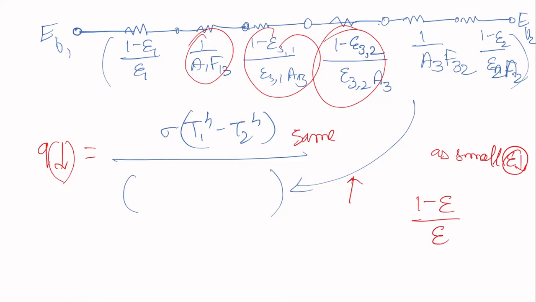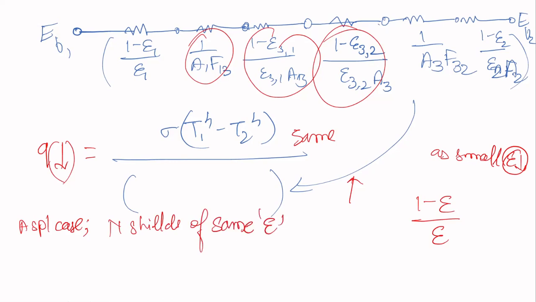And then as a special case where all epsilons are the same, I will now try to add n number of shields. A special case where n shields of the same epsilon are added.